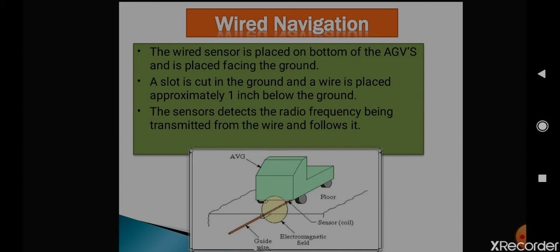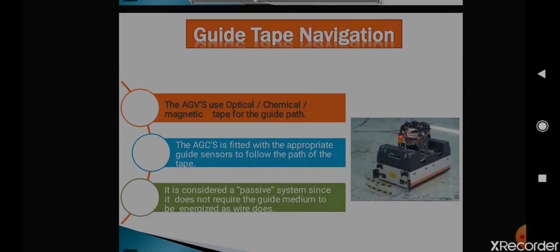Here one important thing is that the sensor is used to detect only a particular radio frequency. It will not detect all the radio frequencies. A single sensor will detect only a single radio frequency. For example, if beside this slot one more slot has a different radio frequency, the sensor will not detect that. It will detect only the one radio frequency, and it will guide the vehicle to move in a particular direction. So like this, wired navigation is used.